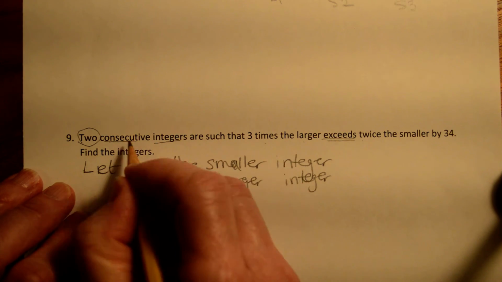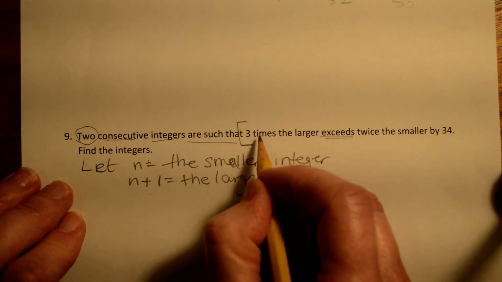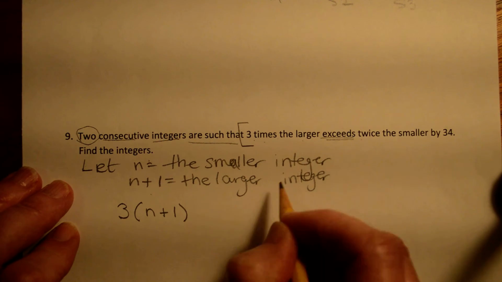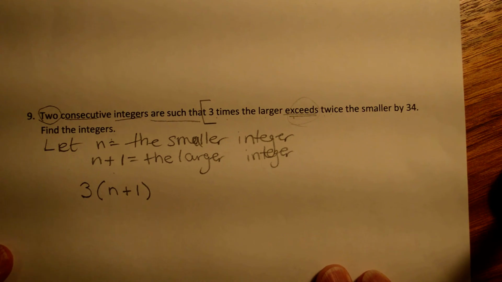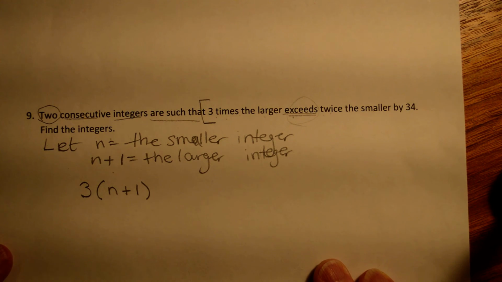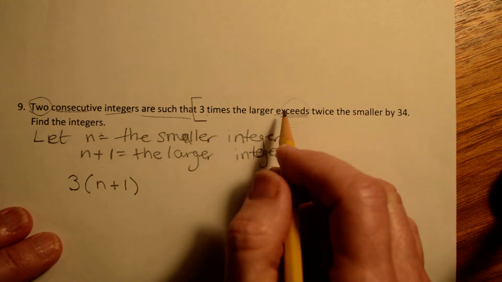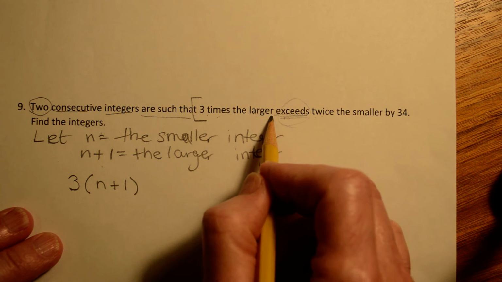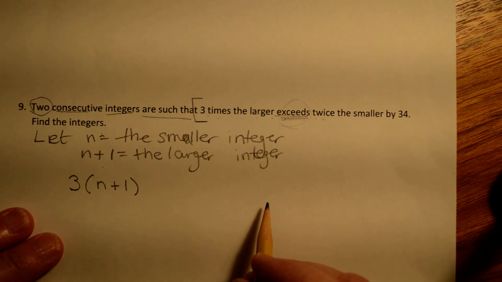Okay, so here's what it tells us. 2 consecutive integers, here they are, such that, here comes the property that comes along. 3 times the larger exceeds twice the smaller. Exceeds, what does that mean? Think about that for just a second. When something exceeds something else, hopefully you realize that means it's larger than. All right, so 3 times the larger is bigger than twice the smaller by 34.